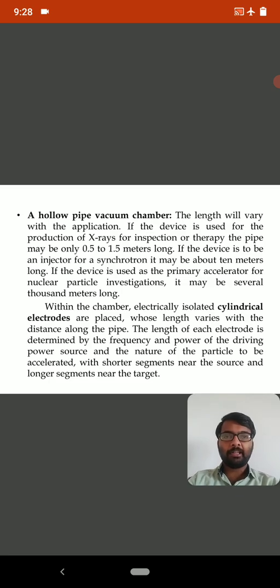If the device is to be an injector for a synchrotron, which is a type of cyclic accelerator, then we inject the electrons from the ion source into the synchrotron storage ring. For that purpose, the length of this hollow pipe vacuum chamber is about 10 meters.